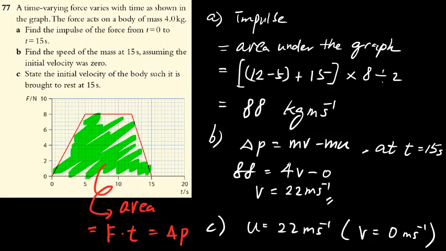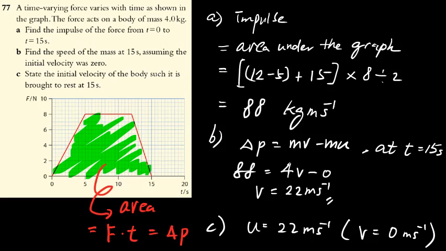I think it said 92. I think it is that. I checked three times actually on the graph, and I don't think I made any mistake here. So the answer should be 88 instead, with the correct unit, kg meter per second.